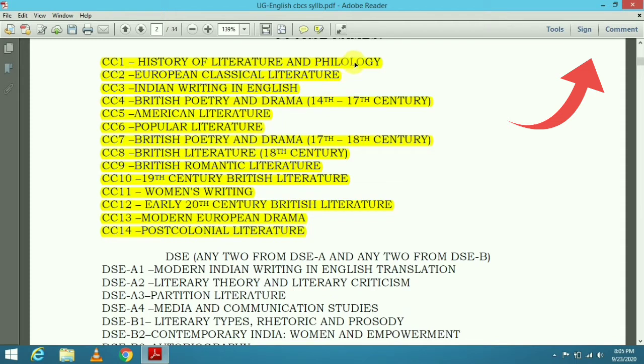Philology is the study of language. You have to study the influence of Latin on English, Scandinavian on English. I am not getting into details because you need to only focus on your first and second semester. These are the entire course of your syllabus.